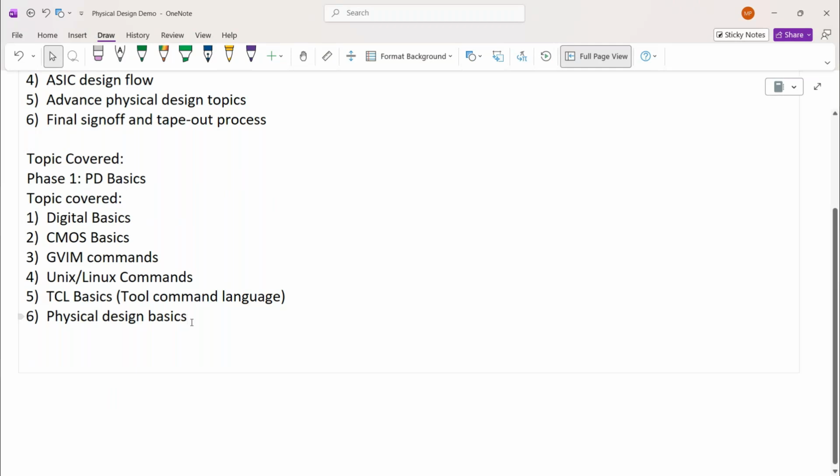CMOS goes on for 10 days. Digital basics goes on for like 20 days or something. Mostly digital basics will take time. Digital is a vast subject, so it takes time. GVIM Linux will take 10 to 15 to 20 days. Tcl will again take approximately 15 to 20 days, like that. So it depends on the class.